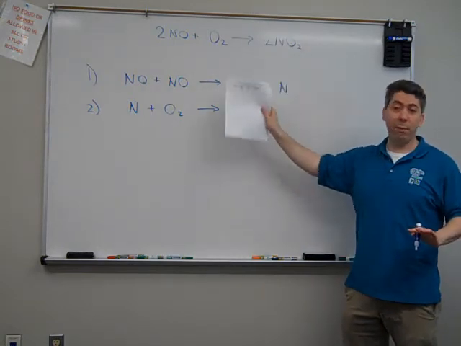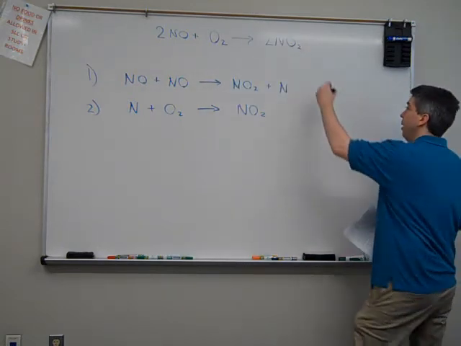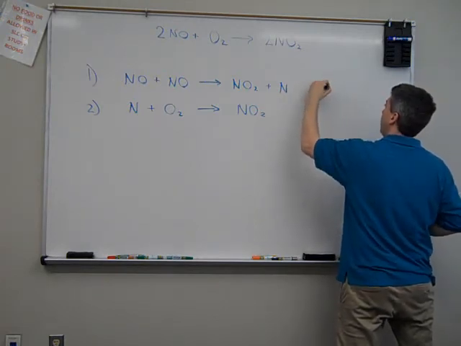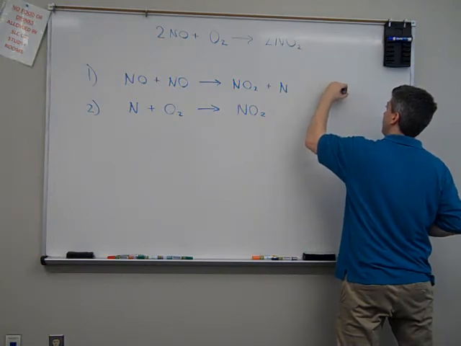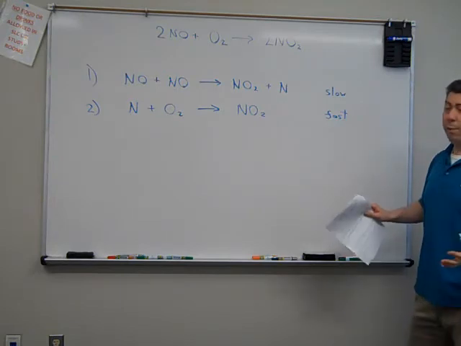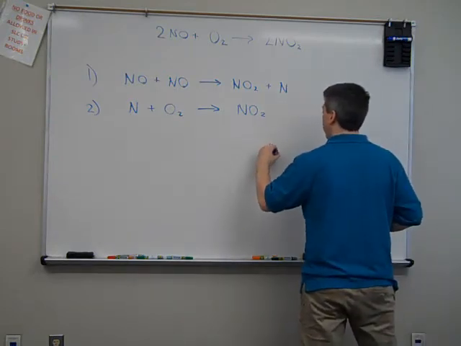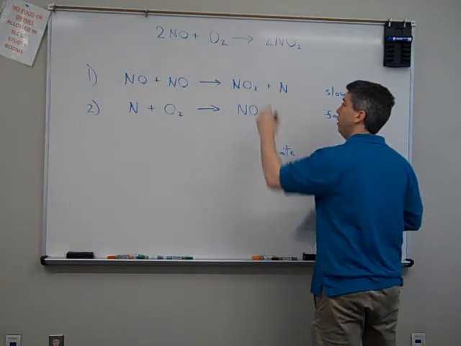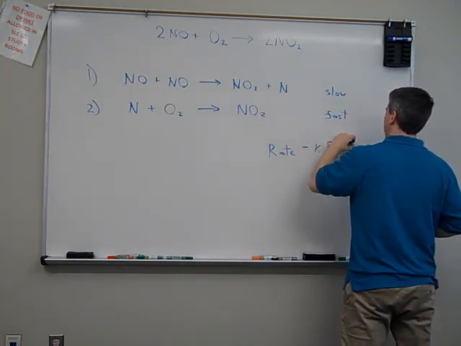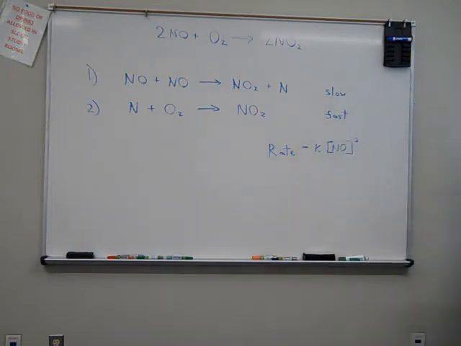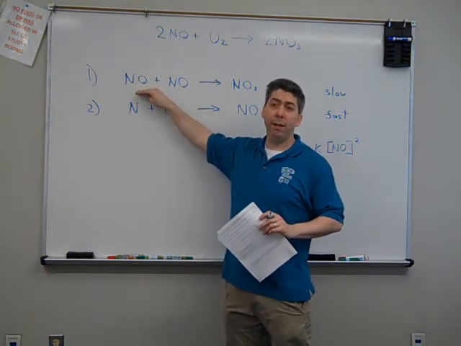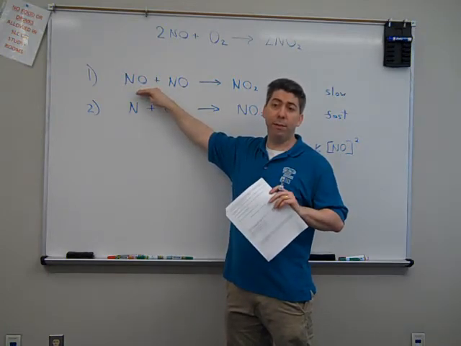Let's say the reaction happened in these two steps. If this is a slow step, and this is the fast step, you might see that the rate of the reaction, the rate law, would not even include oxygen. The rate law would simply be k[NO]^2.